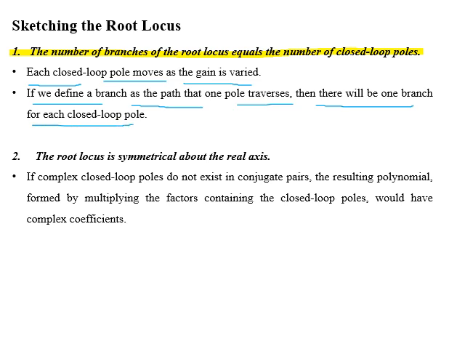The second rule is that the root locus is symmetrical about the real axis. If we have complex closed loop system poles that do not exist in conjugate pairs, the resulting polynomial found by multiplying the factors containing the closed loop poles would have complex coefficients. So the root locus will be symmetrical about the real axis.